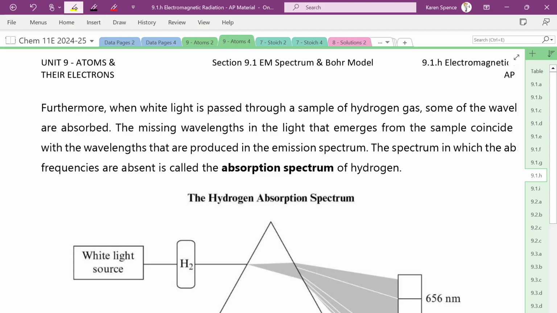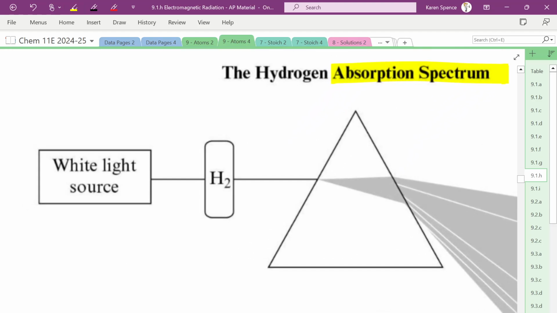Now we come to absorption, and if you remember absorption, we throw white light at it, right? This is all the colors of the rainbow, all wavelengths of photons.